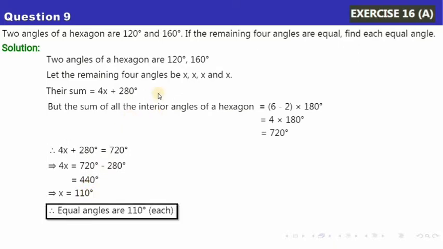Now, what is x actually? X is the measure of each of the remaining angles, isn't it? So the equal angles are x, that is 110 degrees each. Okay, so pause the video and note down your solution.